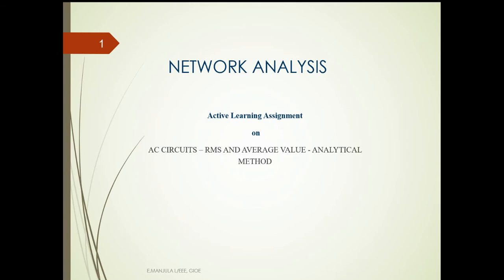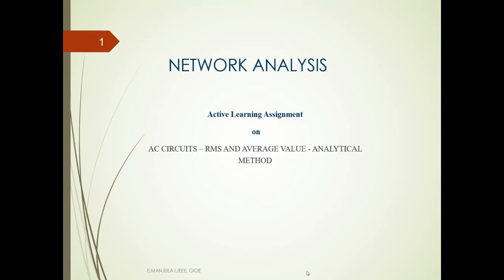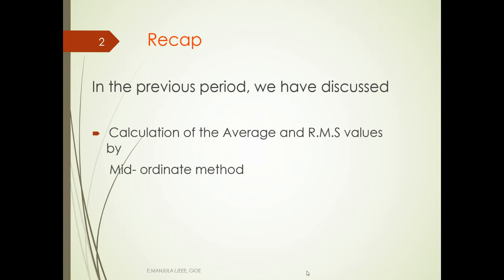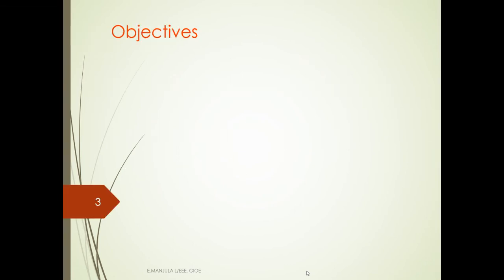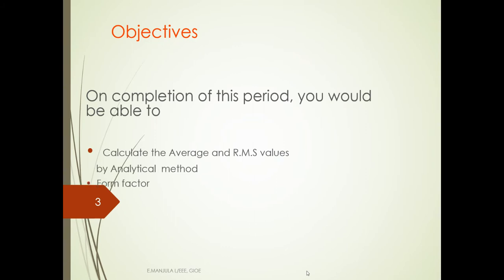In the last session, we discussed the RMS and average value by the mid-ordinate method. Today we will see the analytical method. In the previous class we discussed the calculation of average and RMS value using the mid-ordinate method. Today we are going to calculate the average and RMS value by the analytical method, and we are also going to discuss form factor and peak factor.